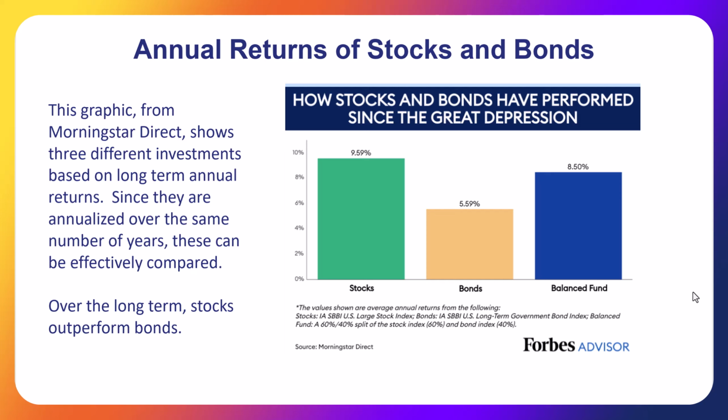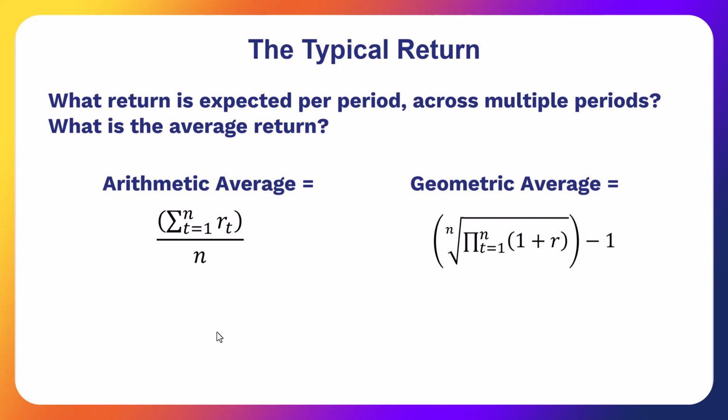As we can see from this graph, stocks were around 9.59%, bonds averaged about 5.59%, and the 60-40 split, again, about 8.5%. When we combine asset classes, as we'll find, we will frequently get some type of diversification. So again, over the long term, what we find is that stocks outperform bonds.